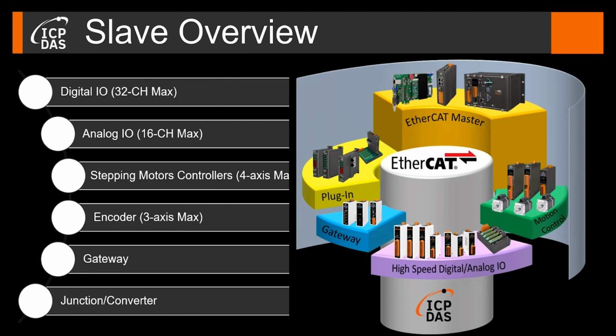And ICP DAS slaves all pass the EtherCAT conformance test and have been verified for interoperability with third-party EtherCAT masters, such as TwinCAT, Acontis, etc. This means an existing EtherCAT network controlled by a third-party EtherCAT master can be expanded using ICP DAS slaves.